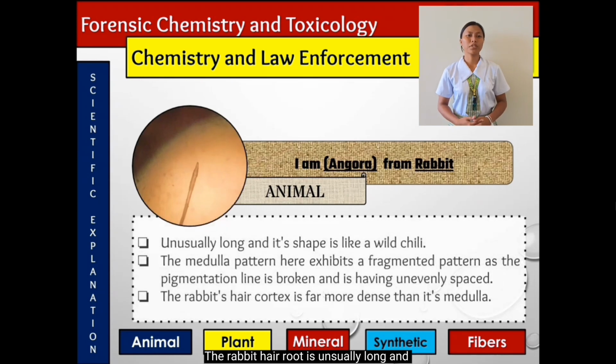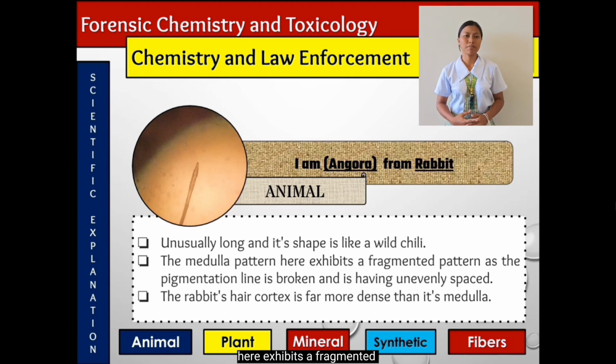The rabbit hair root is unusually long and its shape is like a wild chili. As you notice, the medulla's pattern here exhibits a fragmented pattern as the pigmentation line is broken and evenly spaced. Additionally, the rabbit's hair cortex is far more dense than its medulla.